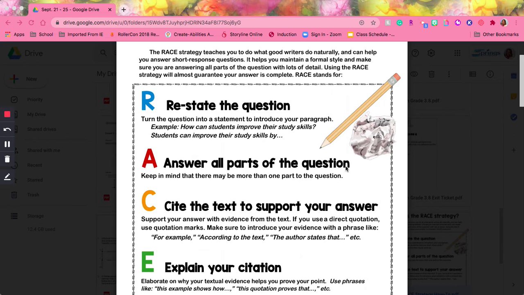A means answer all parts of the question. And keep in mind that there may be more than one part to the question. It may be helpful to underline or highlight your question as you're working so you know what parts you need to answer.